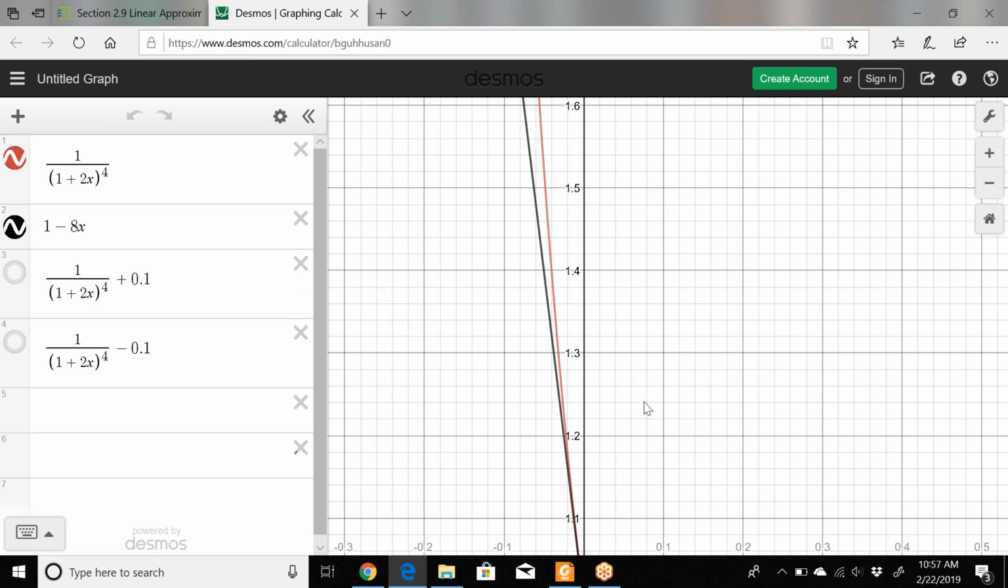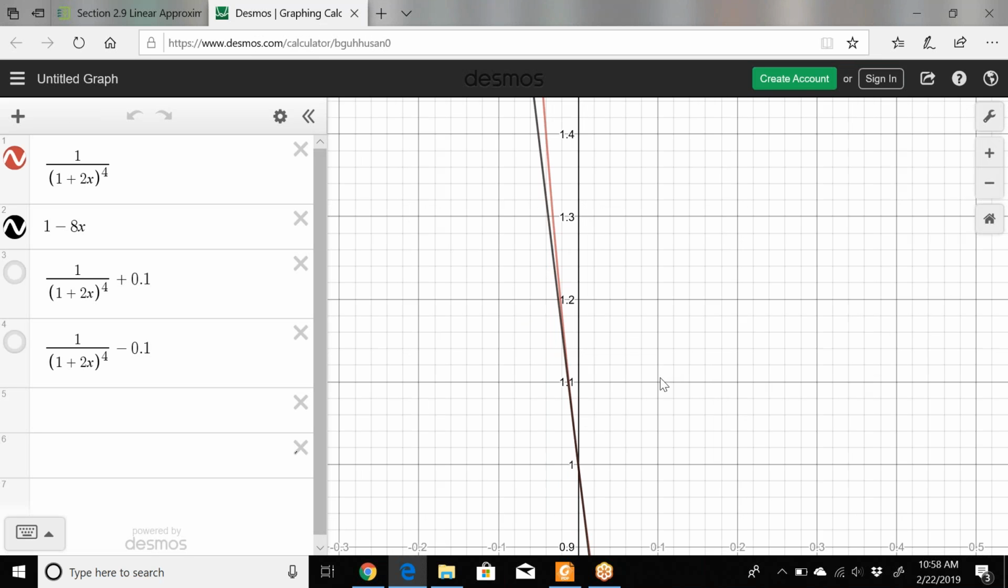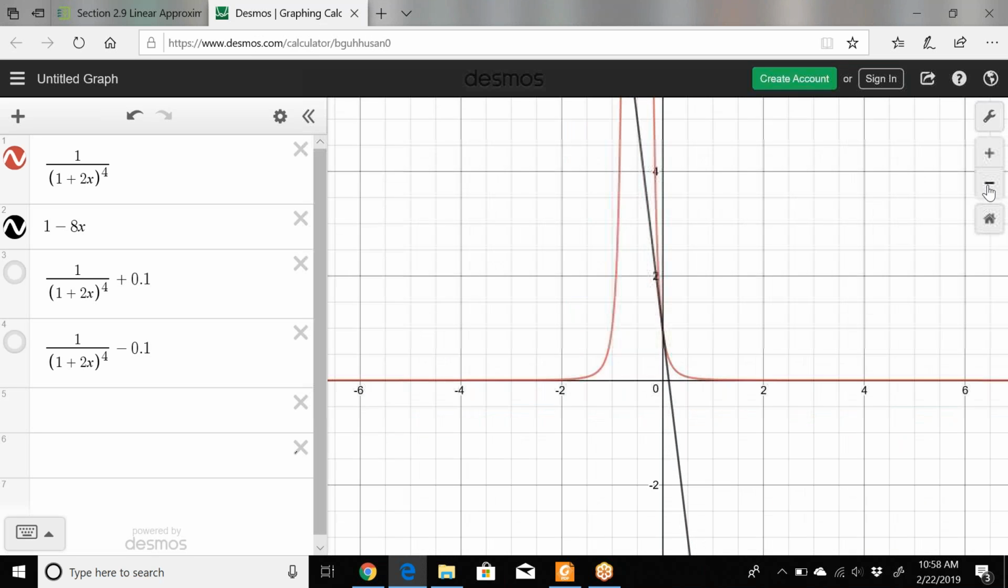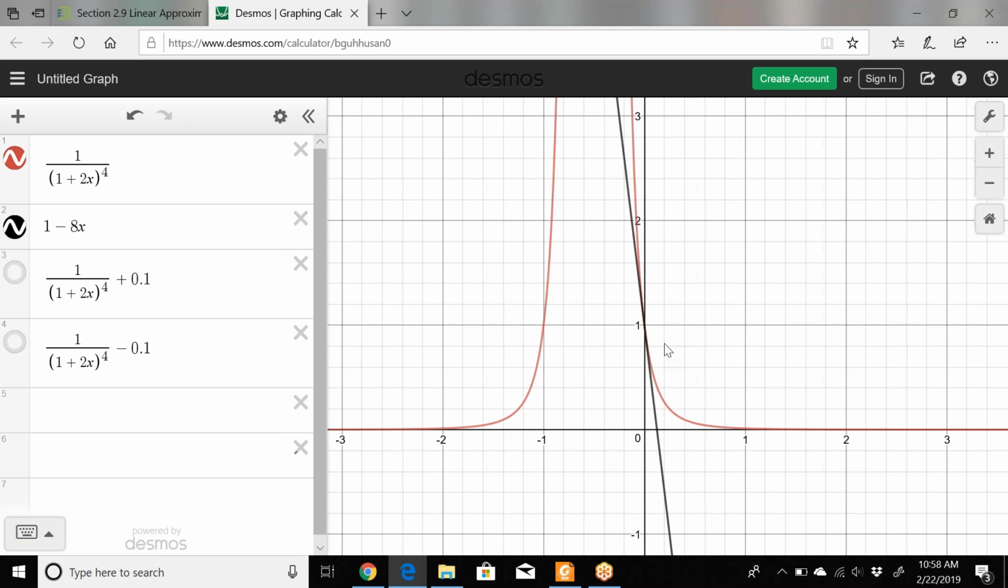So I've already set up the situation here. Notice that I'm going to zoom in at 0 because that's where we're focusing. If you want to see what this function looks like, we could zoom out. This is 1 over 1 plus 2x to the 4th. Notice at negative 1/2 it's going to positive infinity on both sides because of that asymptote there.